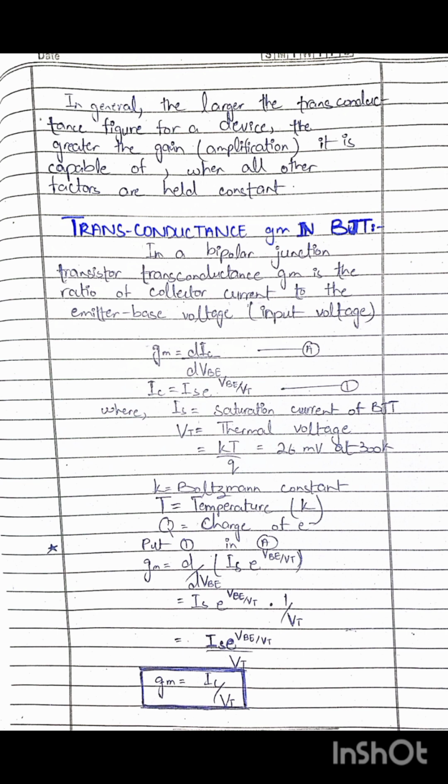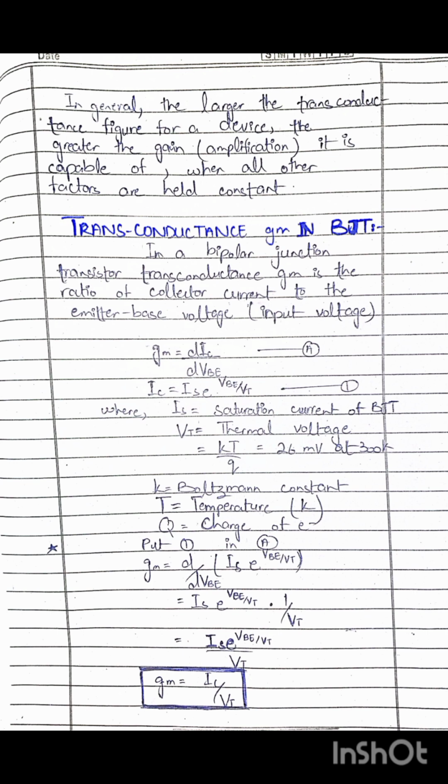Transconductance, GM, in a bipolar junction transistor, BJT, is the ratio of the collector current, IC, to the thermal voltage, VT. The formula for calculating GM in a BJT is GM equals IC/VT, where IC is the DC collector current at the Q point and VT is the thermal voltage, typically around 26 mV at room temperature.